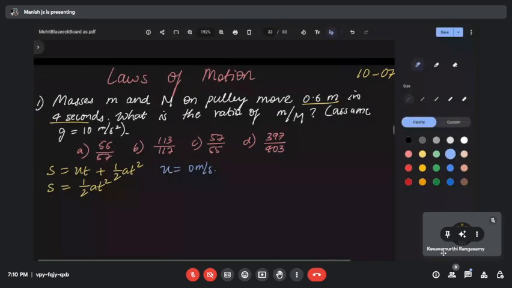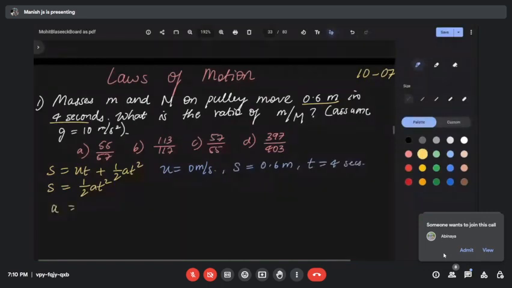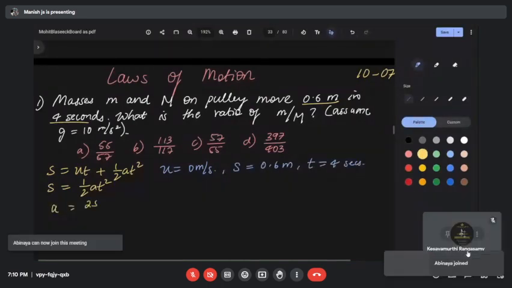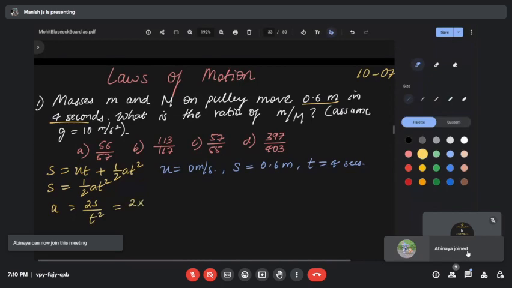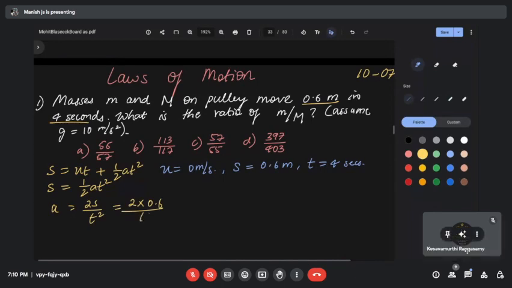Once you substitute the values of S and t, what is the value of a that you get? Just go for a simple rearrangement. A is equal to 2s upon t squared, which is 2 into 0.6 upon 4 squared, and 4 squared is 16. So how much do you get? 1.2 by 16, that is 6 by 80, which can be further simplified as 3 upon 40.